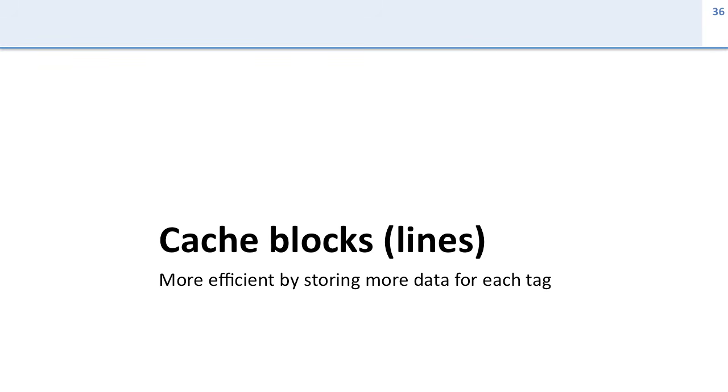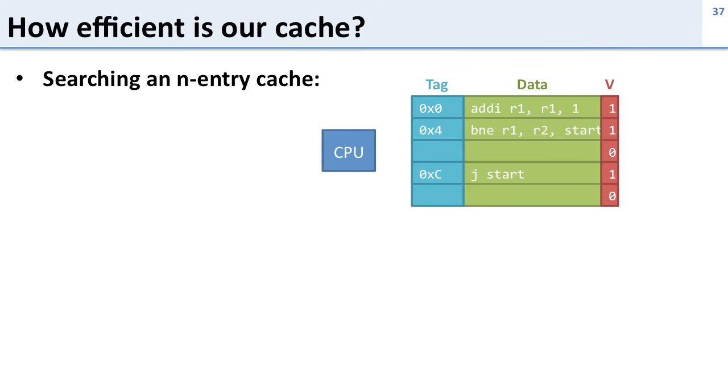So now we're going to look at cache blocks, or cache lines. This is a more efficient way of storing data in the cache, by storing it in larger chunks. Before we get to that, let's look at how efficient our cache design is. We're going to look at two things, and the first is searching the cache.